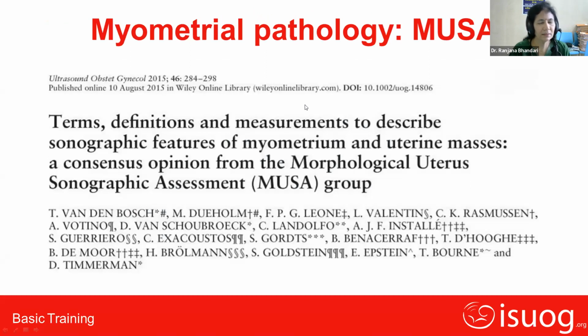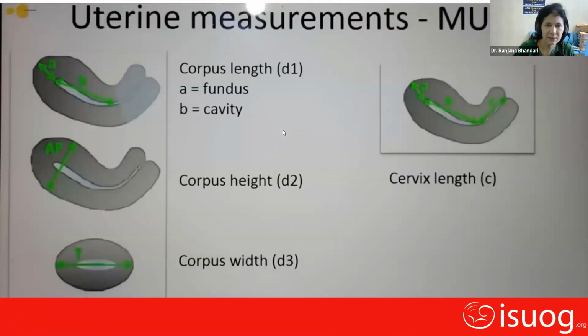Just like IETA and IOTA, we also have MUSA, that is Morphological Uterus Sonographic Assessment, for all myometrial pathology, in order to do the definitions, measurements, and how the echogenicity or shadowing, everything we have to do under the MUSA consensus statement. So this is uterine measurement.